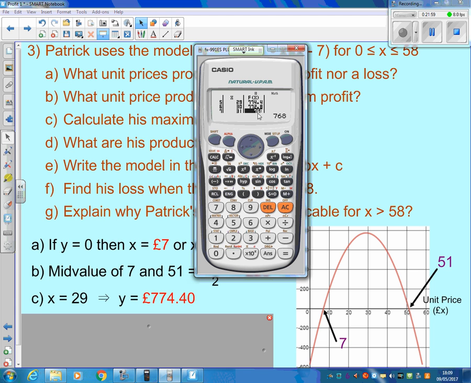And then it should be down to 768. You see that's the same as that one, 768. So we look for the highest point, it was there, 774.4, £774.40. So you can use table mode instead if you want to in order to work it out. Okay, let's go back to mode 1.